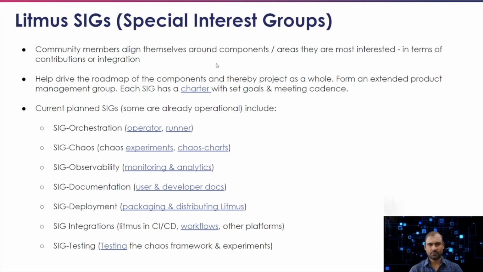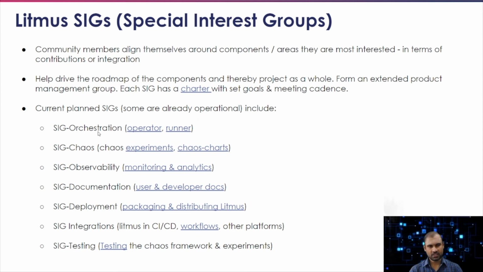And these groups have the responsibility of driving the roadmap for those components, and thereby they form an extended product management team for the Litmus project itself. Each SIG has a definite charter with very specific goals and the meeting cadence specified for that SIG. And these components and thereby the associated GitHub repositories, the Docker images, etc., fall under the purview of the respective SIG.